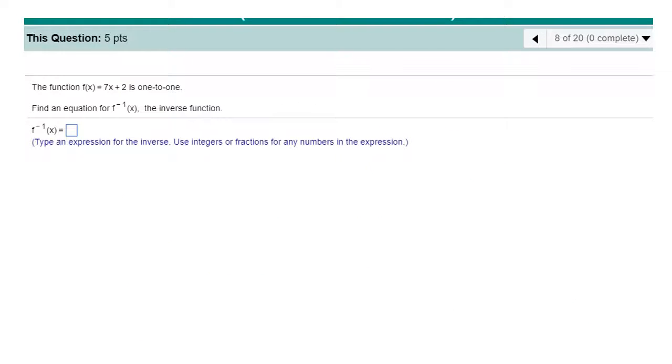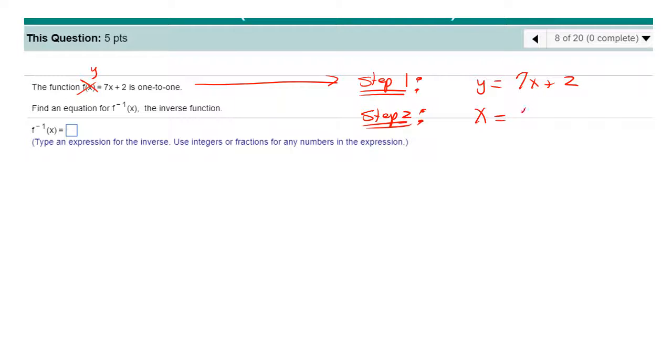On question 8, you are asked to find the inverse function. Remember, to find the inverse function, you will first write the problem using a y. So instead of f of x, replace f of x with the letter y. After you do that, you will reverse the x and the y. So rewrite the problem as x equals 7y plus 2. Then the last step is to solve for y.